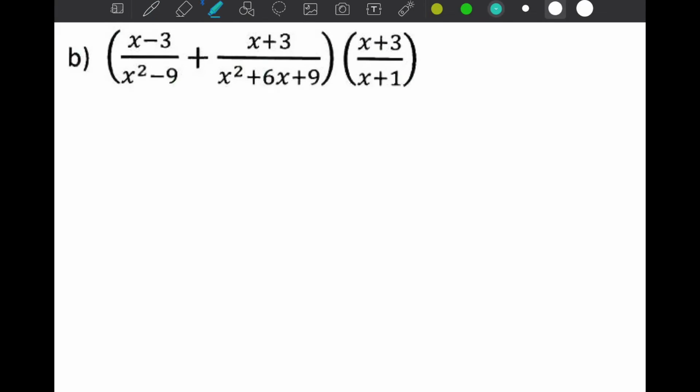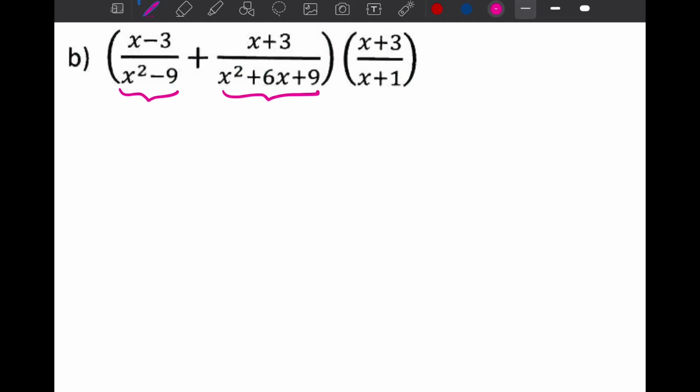Part B. We have addition, we have the brackets, and there's a hidden multiplication in between here. So using the order of operations, we know brackets come first. So we need to simplify inside the bracket. Let's just first factor what we can.